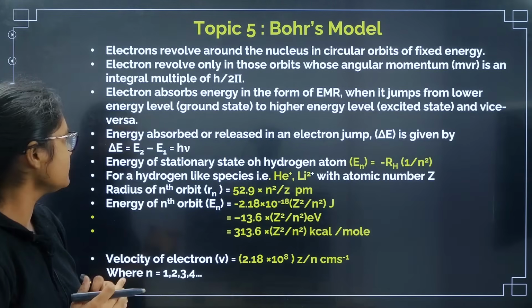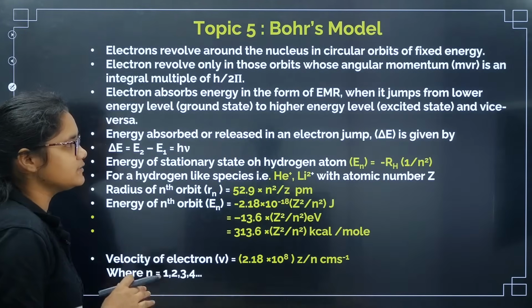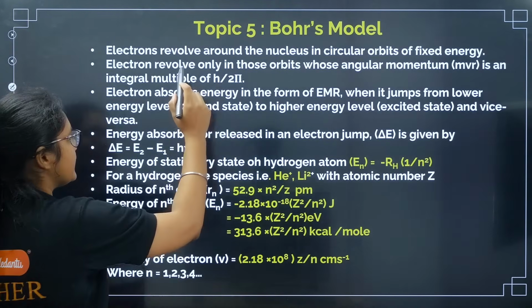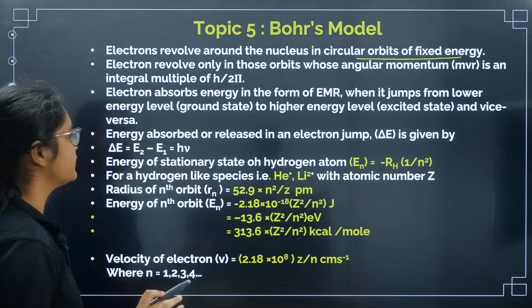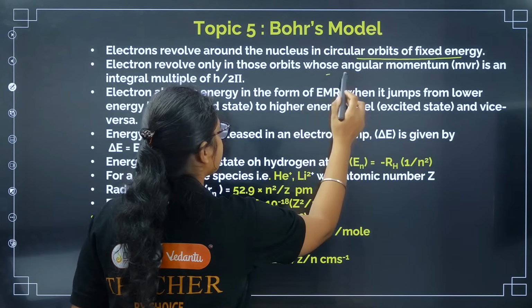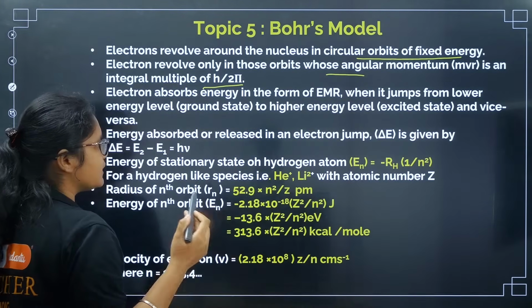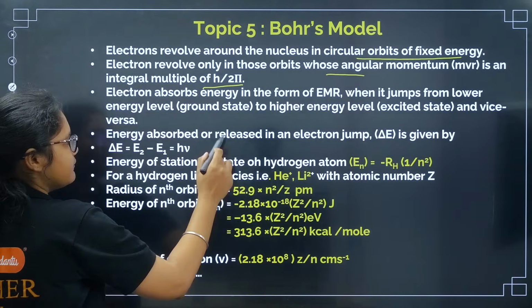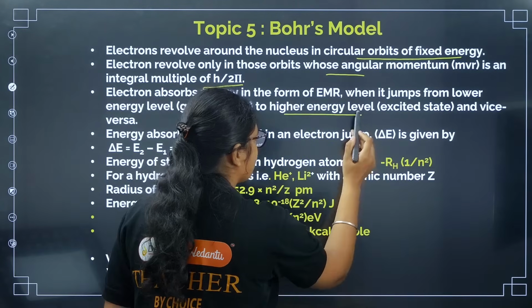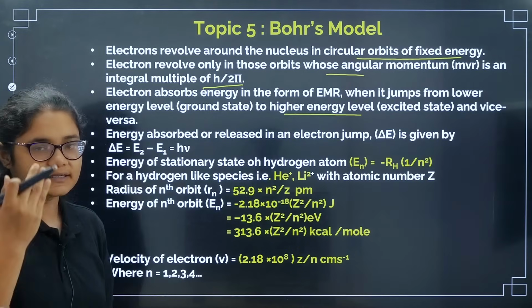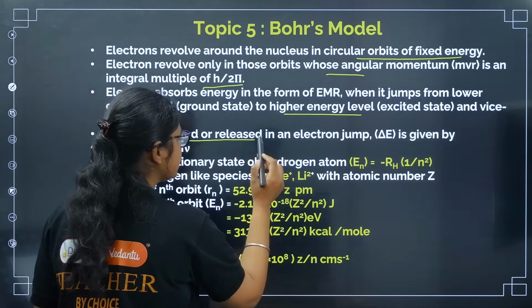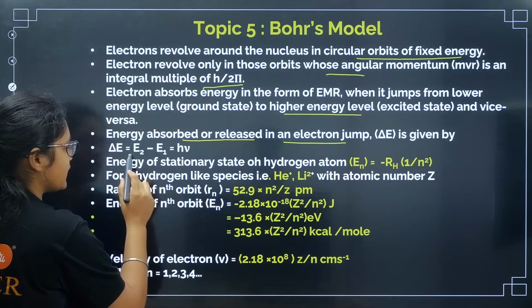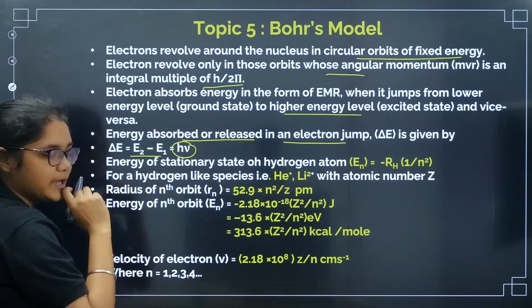Next we'll go to Bohr's model. Bohr's model is very simple. Electrons revolve around fixed orbits. You don't have to remember all these things, but you have to know them. The angular momentum is an integral multiple of h by 2 pi. When electrons absorb energy, they go to a higher level, and when they release energy, they come to a lower level. The energy absorbed or released depends on delta E, that is E2 minus E1 equal to h nu.